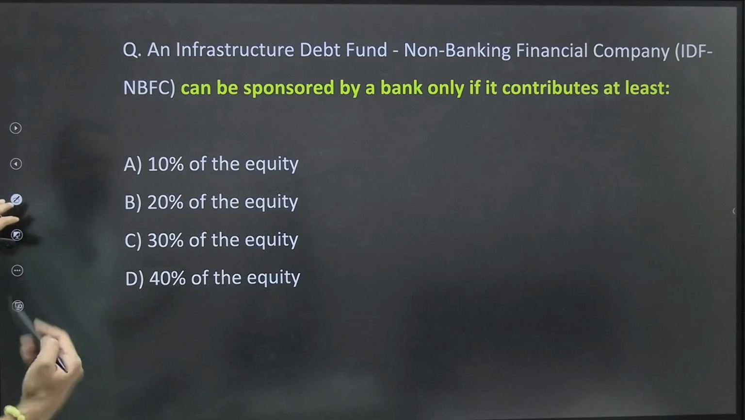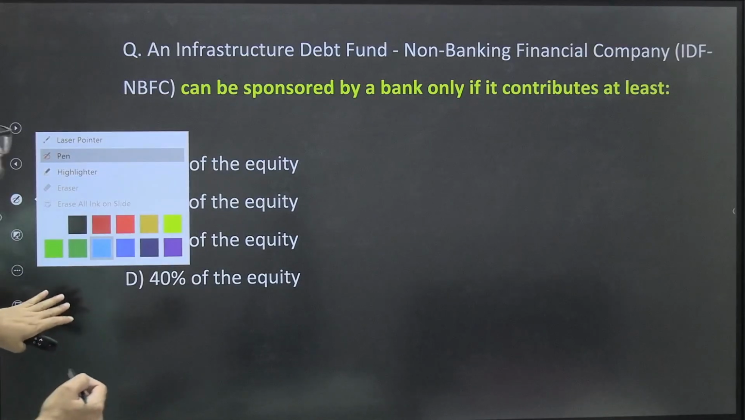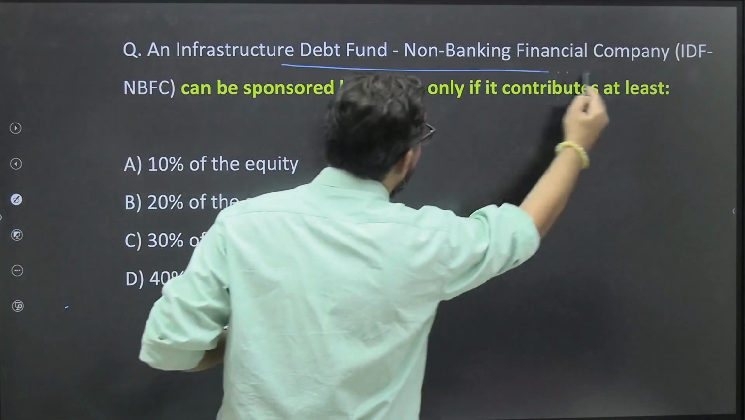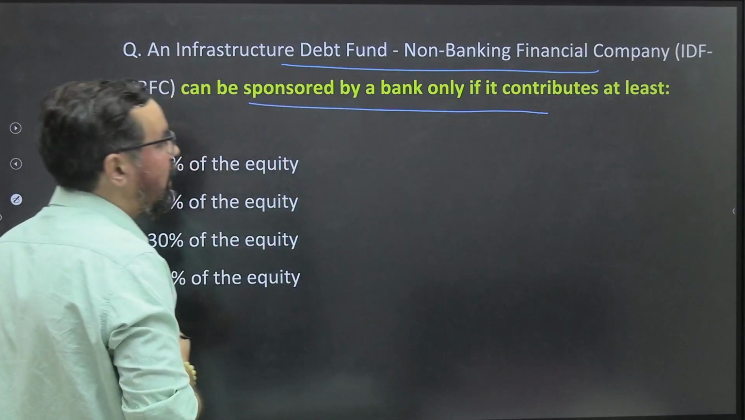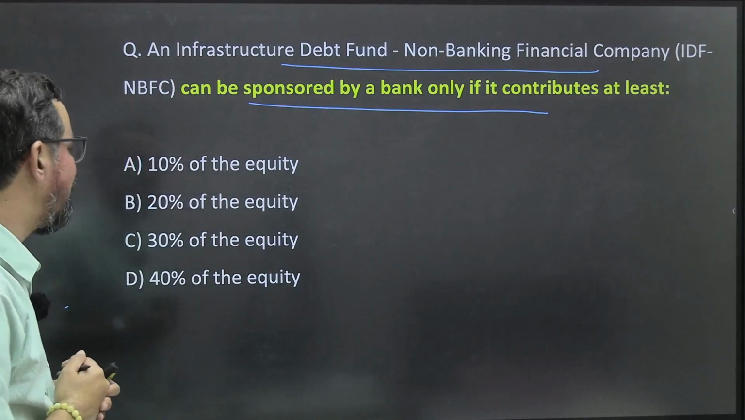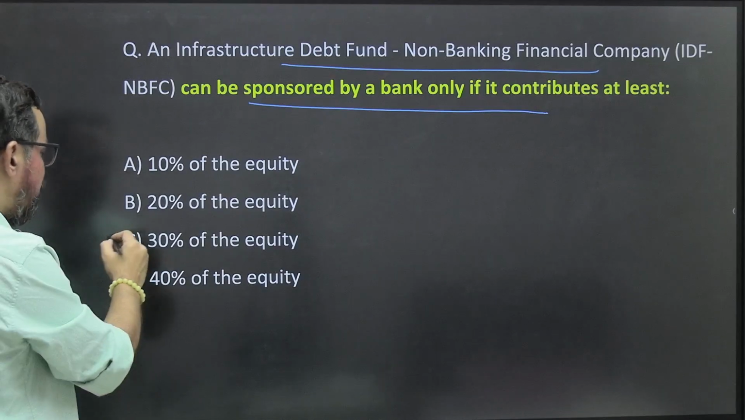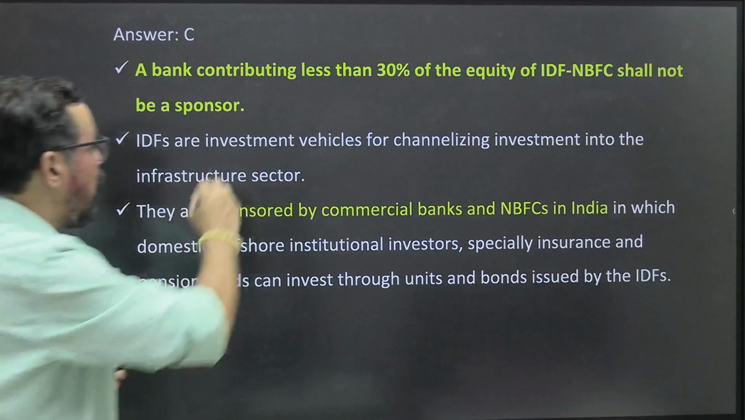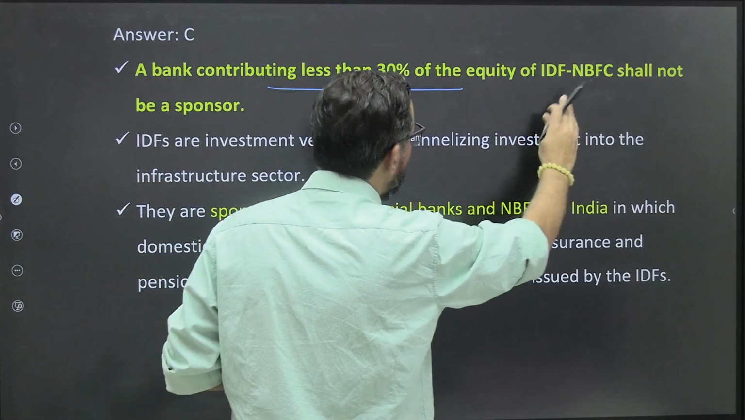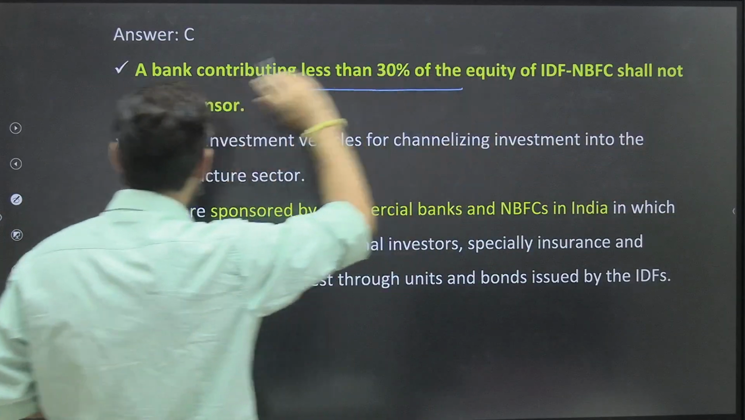Okay? Regulatory compliances basically. An infrastructure debt fund, a non-banking finance company, can be sponsored by a bank only if the contribution is at least 30%. So it is 30%. A bank contributing less than 30% of the equity of an IDF will not be sponsored.